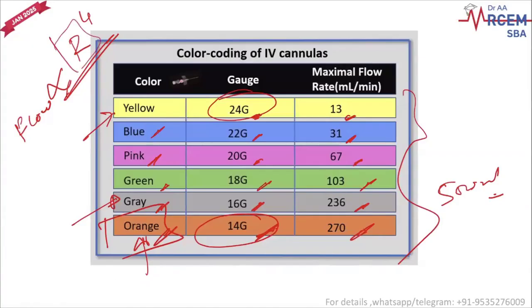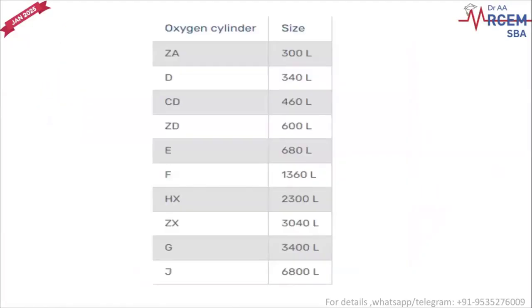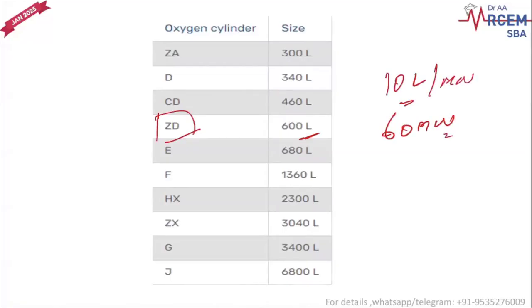The flow increases drastically. Sometimes they might give you an oxygen cylinder, say it is a 6D and it has 600 liters of oxygen. Someone who is on 10 liters, how many minutes can it last? 60 minutes, because you will be giving 10 liters per minute. So those kinds of questions can also appear.